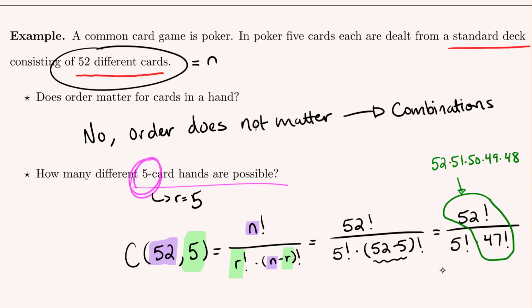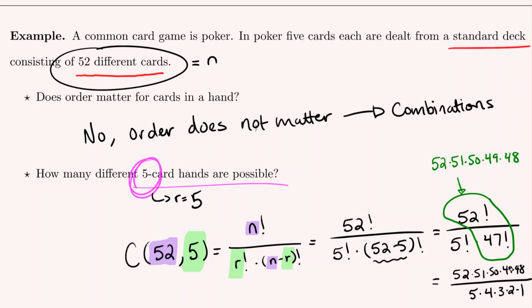Now, 5 factorial, we need to rewrite this. So at the top we have 52 times 51 times 50 times 49 times 48. That's what did not cancel. The bottom canceled perfectly. The 47 factorial canceled with the 47 factorial at the top. And then we're left with 5 factorial below. Now, with practice, you're going to associate 5 factorial as 120. So if you know that, you could have just written divided by 120 below.